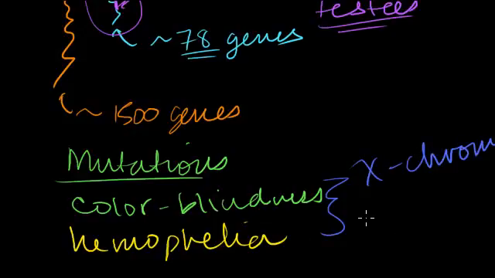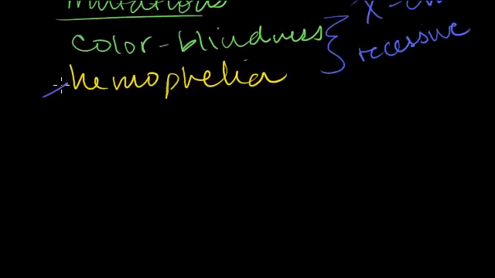And they're recessive mutations. So what does that mean? It means both of your X chromosomes have to have, let's take the case for hemophilia, both of your X chromosomes have to have the hemophilia mutation in order for you to show the phenotype of having hemophilia. So for example, if there's a woman, and let's say this is her genotype.